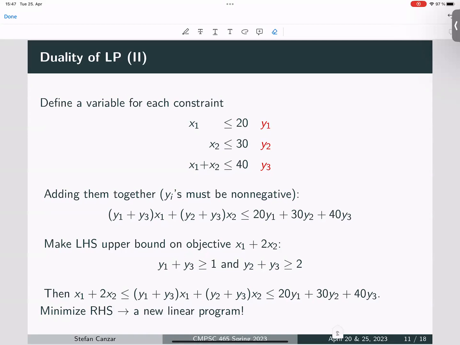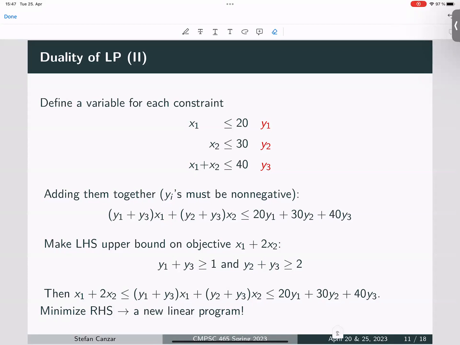Now what you can see is that I can choose y1, y2, and y3 however I like, as long as I'm satisfying these constraints. And whatever I do, I will get something that is an upper bound on my objective. So I could say, I set all these 3 variables to 1,000, and I get a really, really large value here. And I know that this large value will be an upper bound on my objective. So my objective cannot be larger than this. But of course, I'm interested in something that is as small as possible. I want to have a very tight upper bound.